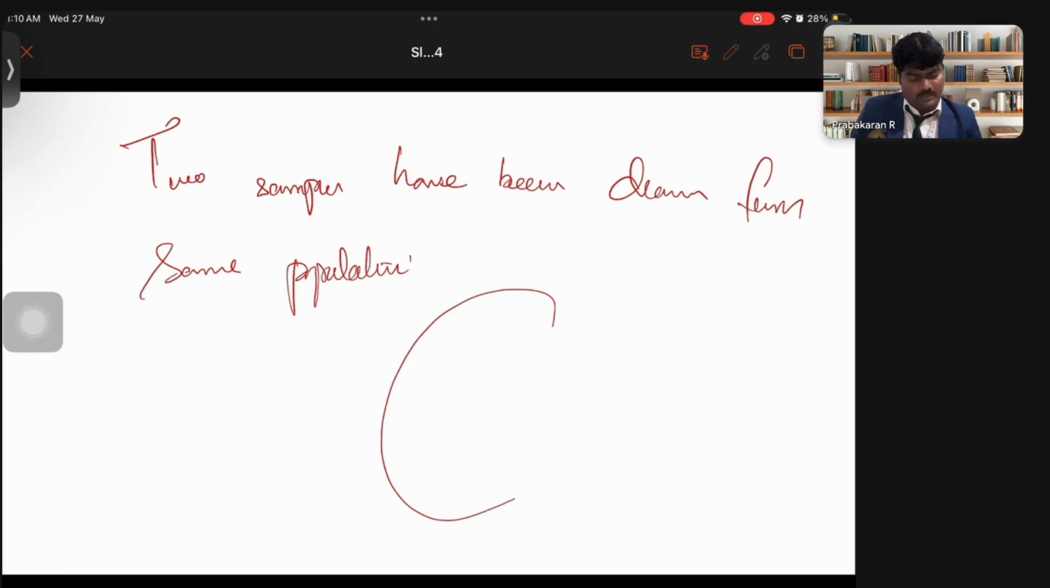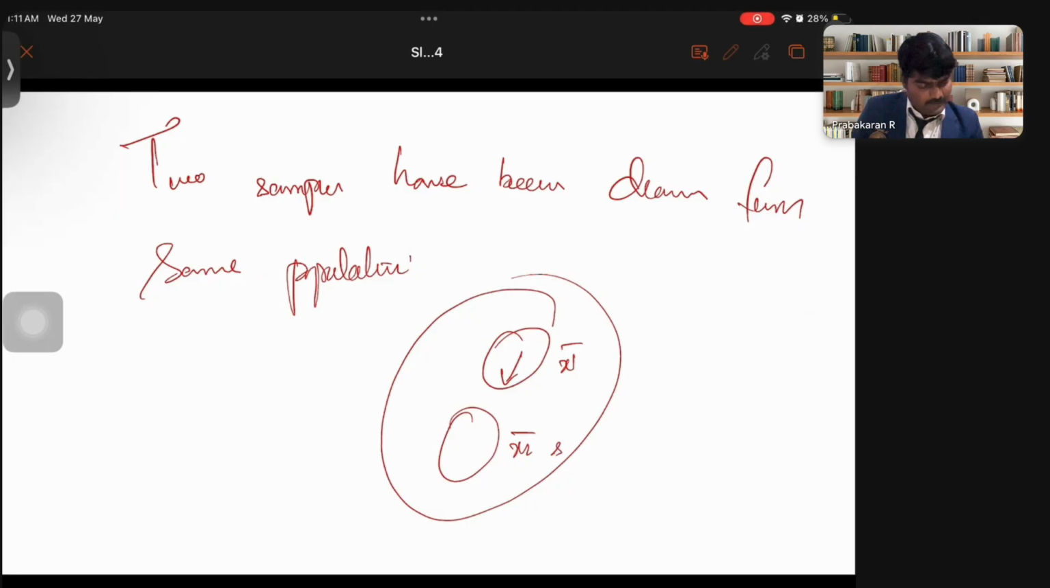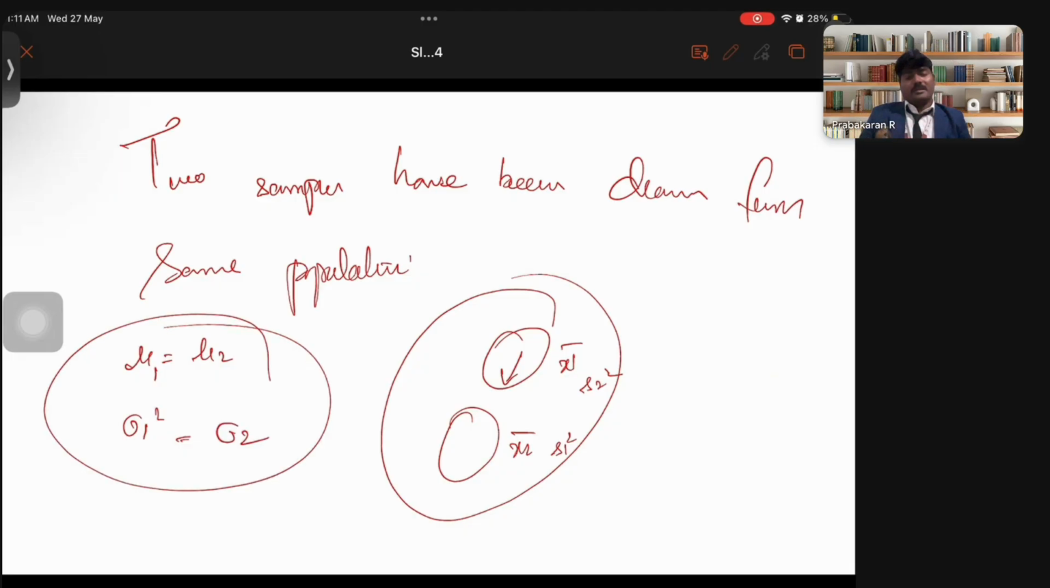So we have taken the two samples, we have compared the means and also the variances, S1 square and S2 square. But in general, just formally, we are writing mu1, mu2 and sigma 1 square, sigma 2 square. We are looking in terms of populations.